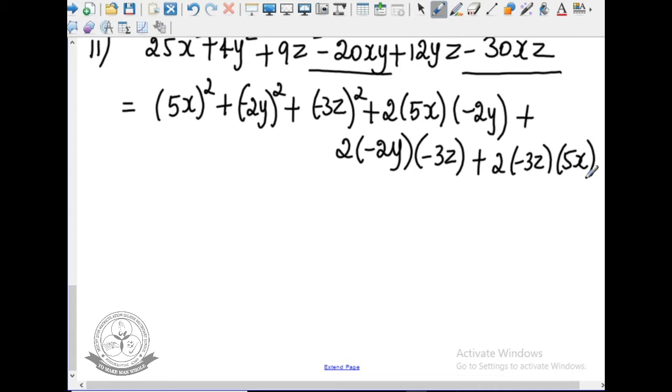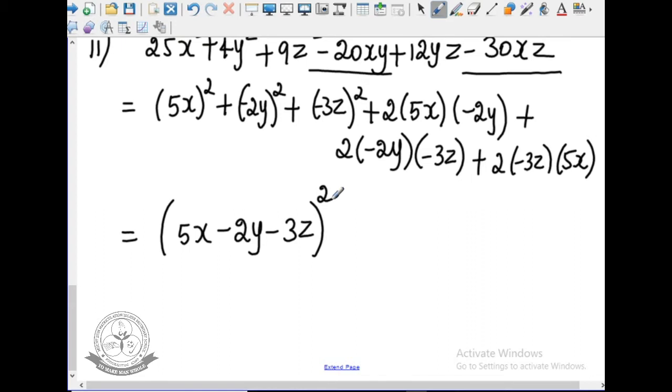So it can be written as what? a plus b plus c whole square. So a plus b plus c, what is our a? 5x. What is our b? Minus 2y. What is our c? Minus 3z whole square. Okay. This method also we can use.